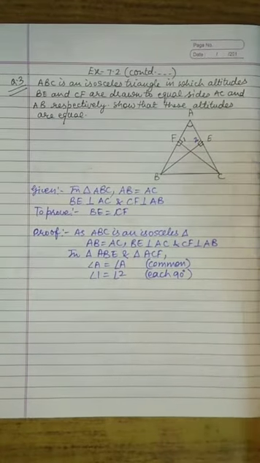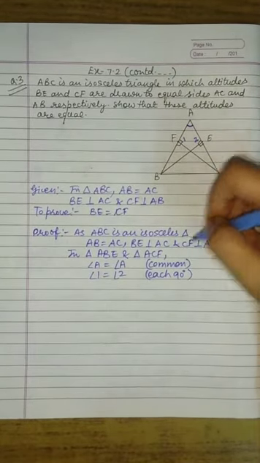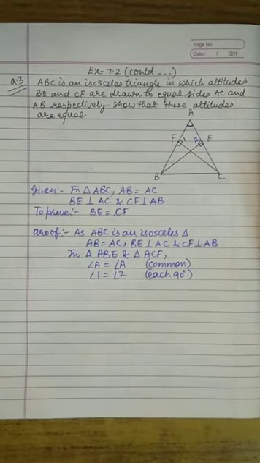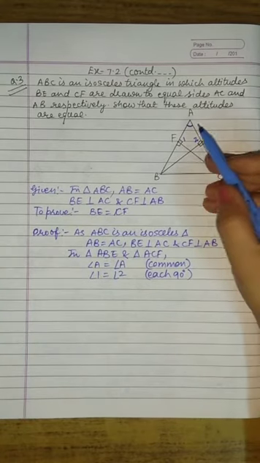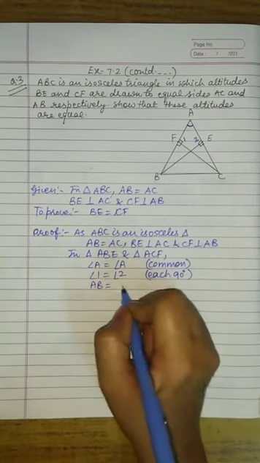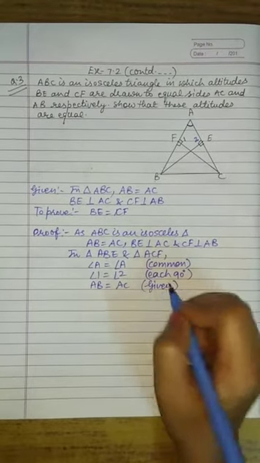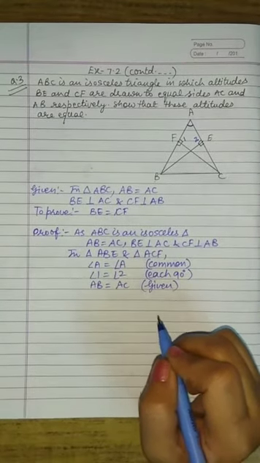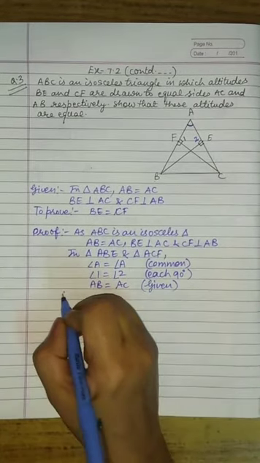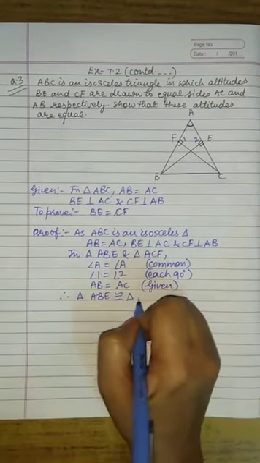Now we want one more condition to show that these two triangles are congruent. So next we are given these two sides AB and AC of triangle ABC equal. So we will write AB is equal to AC. It is given as the triangle is isosceles. So our three conditions of congruency are completed. Therefore, triangle ABE is congruent to triangle ACF.